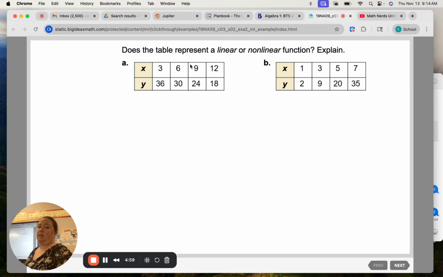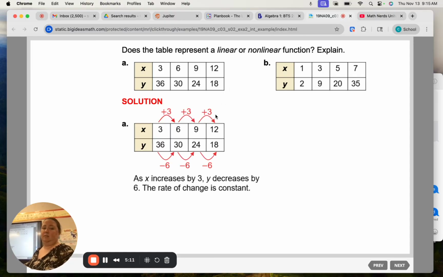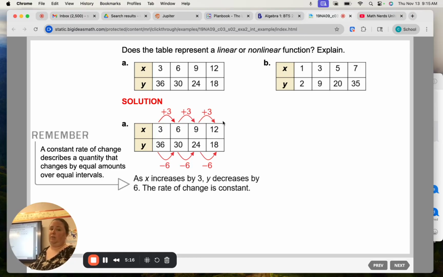First of all, let's look at the pattern. Is x going up at an equal interval? Yes, 3, 6, 9, 12. It's going up by what? Threes. What about our y? Decreasing by 6. So is that a constant rate of change? Yes, it is. So this would be a linear function. Linear function. I keep wanting to say equation. Sorry. Linear function.